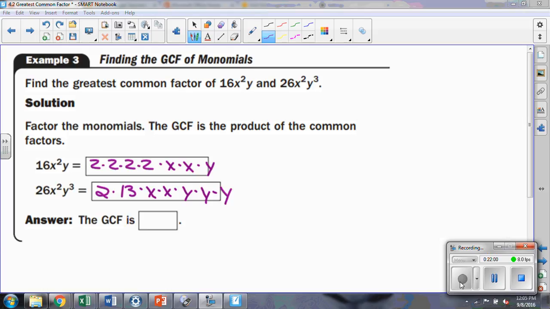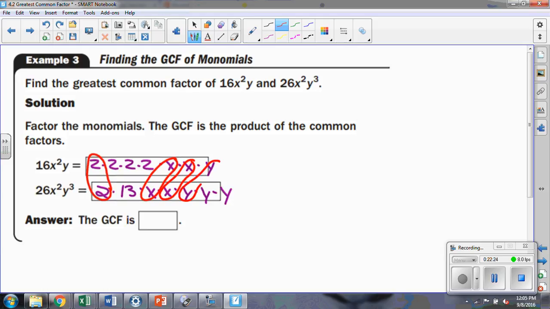We're building upon our skill from before. We've already seen how to create the factorization of a monomial. Now we're adding another layer to it. What pieces do they have in common? They have a common 2. A common x, a common x, a common y. Each of those pieces are part of the greatest common factor. They have a 2, an x, an x, an x, and a y. That's our greatest common factor.